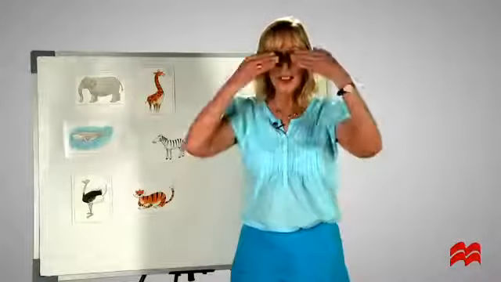This activity is called What's Missing. Ask the children to close their eyes and cover their eyes with their hands. Demonstrate this. Remove one of the flashcards from the board and hide it behind your back. Ask the children to open their eyes and say what's missing. It's the whale. Very good.